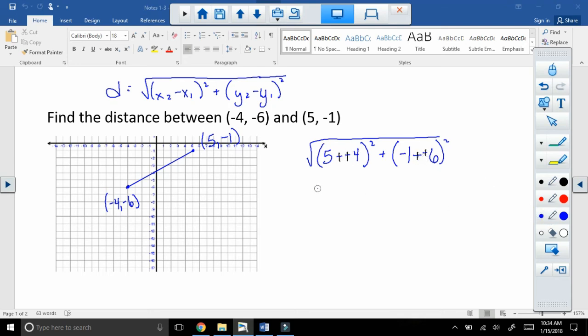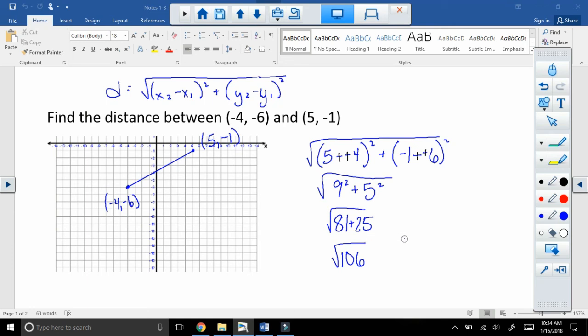We have to remember here that when we subtract negatives, we're adding the opposite. Again, you might be able to just do this in your head, or you could even count the distance if you have it on graph paper. So 9 squared plus 5 squared. 9 squared is 81. 5 squared is 25. So when you add those up, you get the square root of 106. And sometimes it might just want you to leave it as the square root of 106.